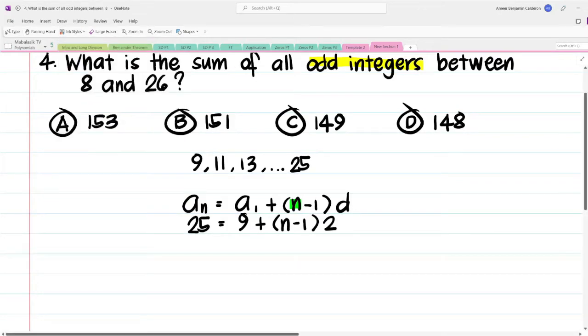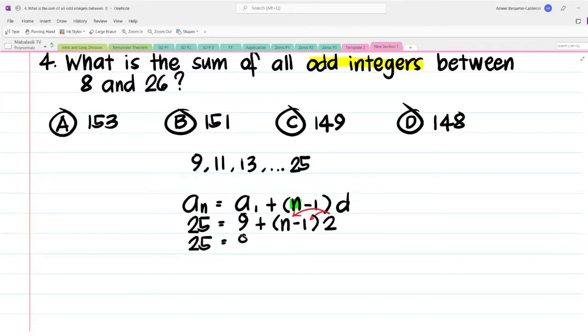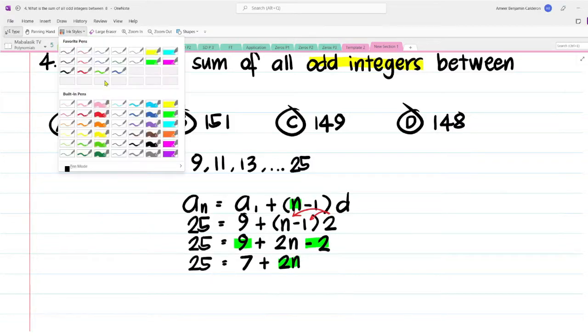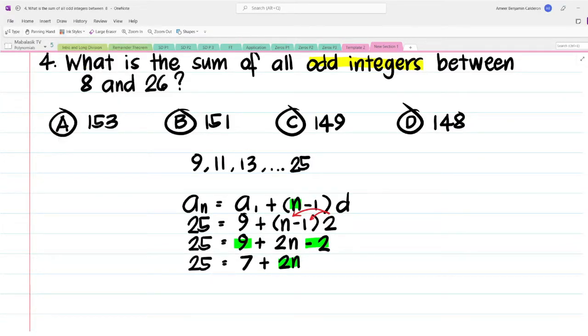And then we distribute 2 to the terms inside the parentheses. So we'll have here 25 equals 9 plus 2n minus 2. And then we simplify further. So I think we can do 9 minus 2. So 25 now is equal to 7 plus 2n. Since we are solving for n, the term that contains n should be isolated on one side of the equation. May kasama siyang 7. So we will transpose 7 to the other side.